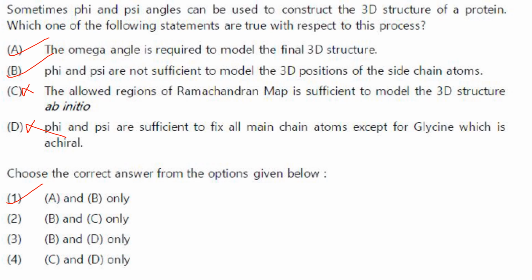Then the allowed regions of Ramachandran map is sufficient to model the 3D structure ab initio. Ramachandran map is used for 2D structure, not 3D structure. So C is not correct. Phi and psi are sufficient to fix all main chain atoms except for glycine, which is achiral. Not only phi and psi, you require omega also. So D is also not correct. So answer here is option 1, A and B only.